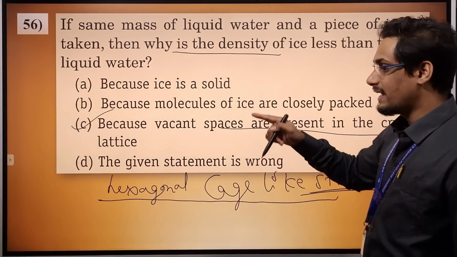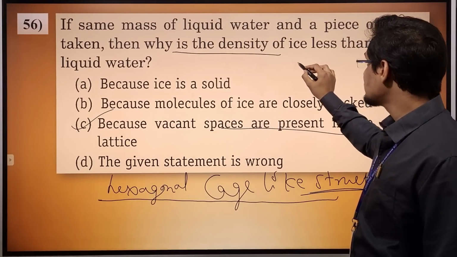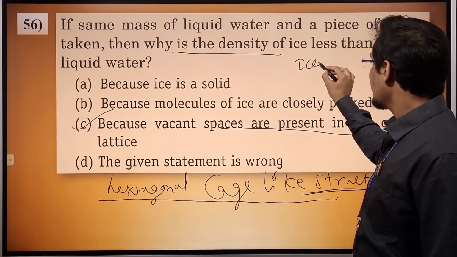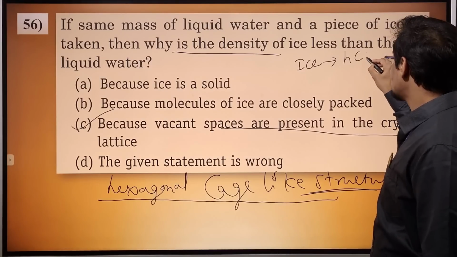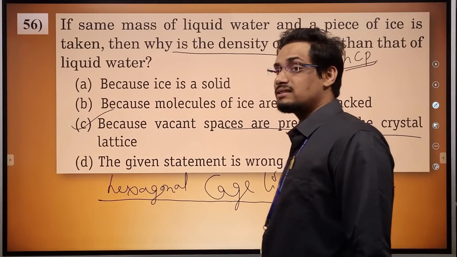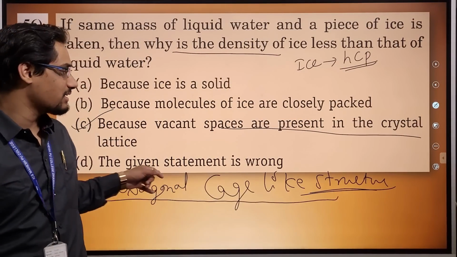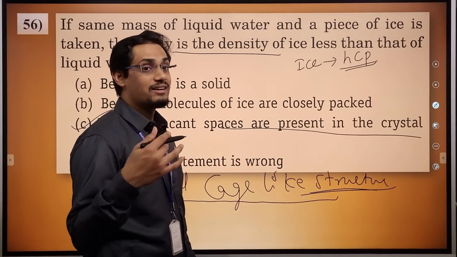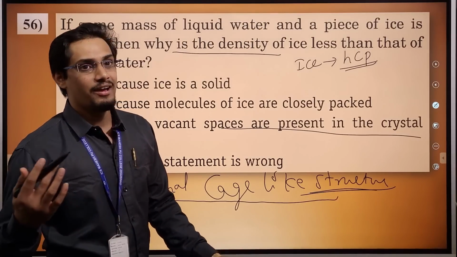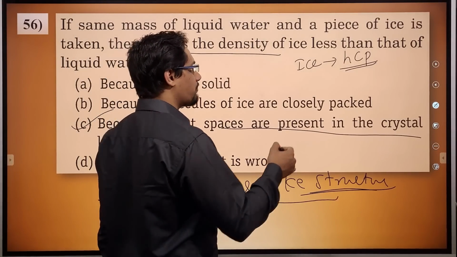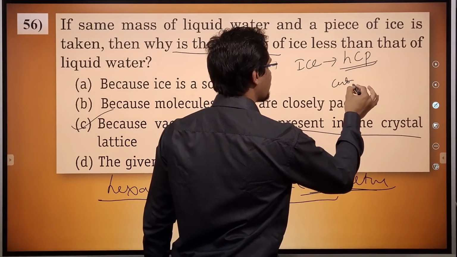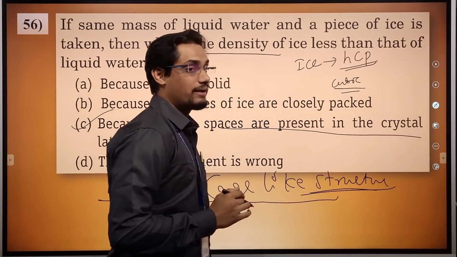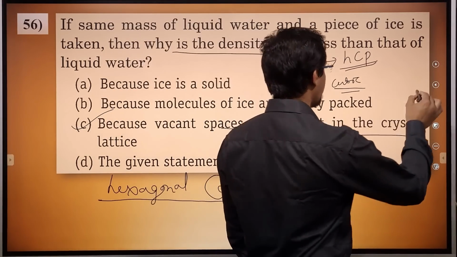Remember one point, you can connect it to solids. Ice has an HCP lattice, a hexagonal cage-like structure, hexagonal close packing. If it is cooled to a very low temperature, it gets a cubic lattice. This point you can remember. Additional point. Next point.